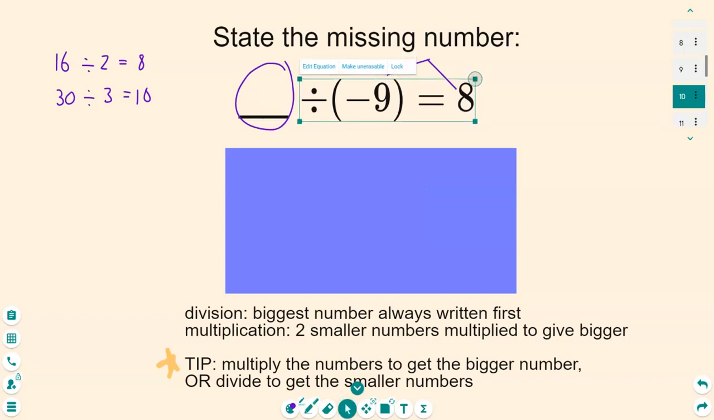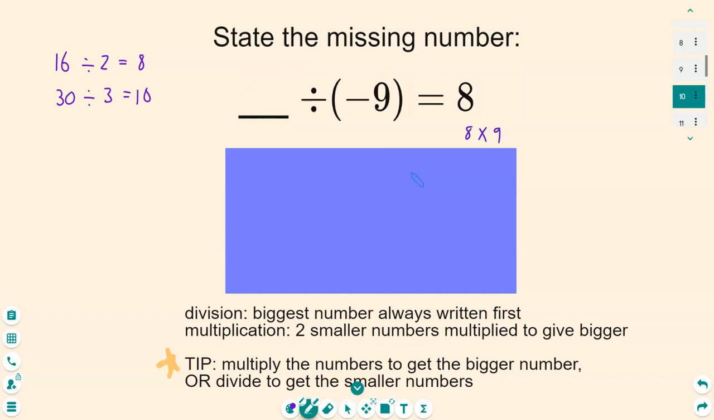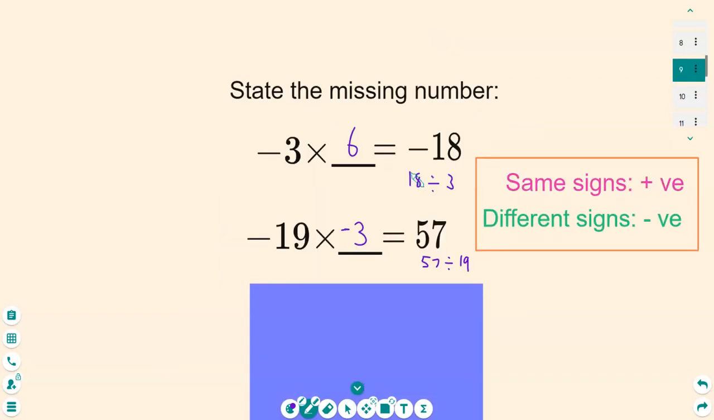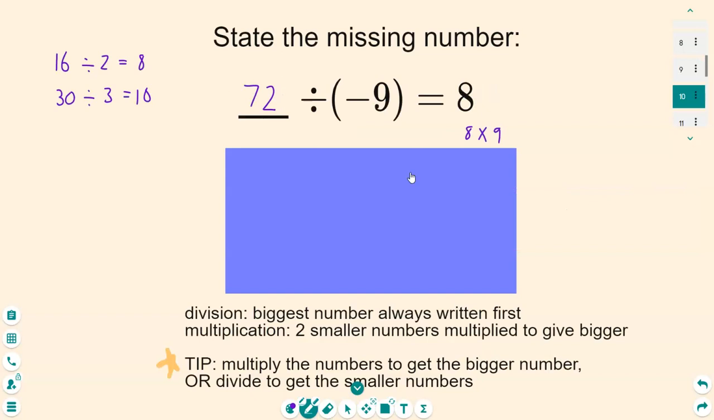So now I'm saying, I can write over here, well, I'm going to multiply the numbers to get that bigger number at the start of the division fact. 8 times 9 is 72. And then we use our little fact over here. Same signs positive, different signs negative. So we want to end up with a positive number. So we are going to need the same signs.